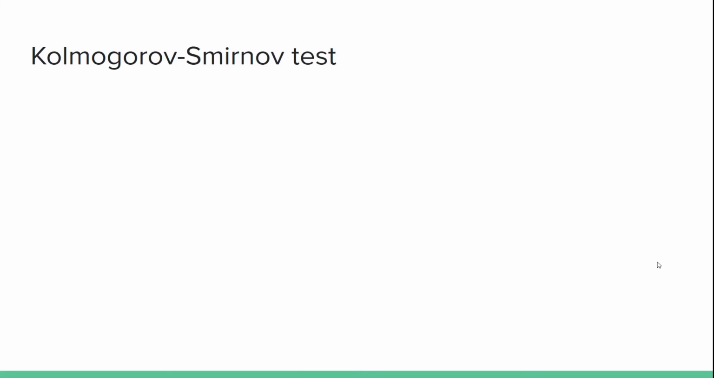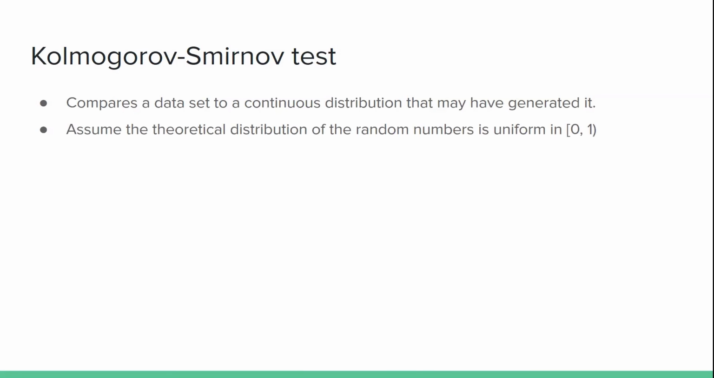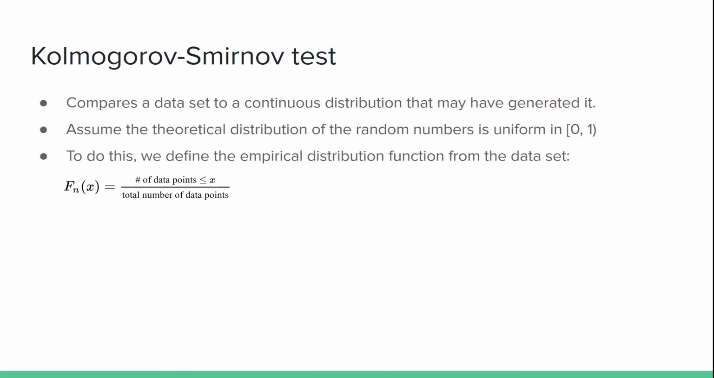Another related test is the Kolmogorov-Smirnov test. And this is very similar, except it compares the data set to a continuous distribution that may have generated it. So in this case, we're going to assume our theoretical distribution of our random numbers is uniform in 0 to 1. That means every number from 0 to 1, irrational, rational, no matter what, all of them will be equally likely. We're going to assume that. So for this test, we're going to have to define an empirical distribution function. And we do this from the data set.